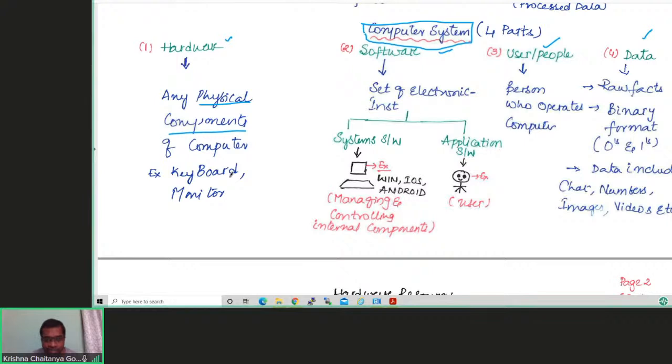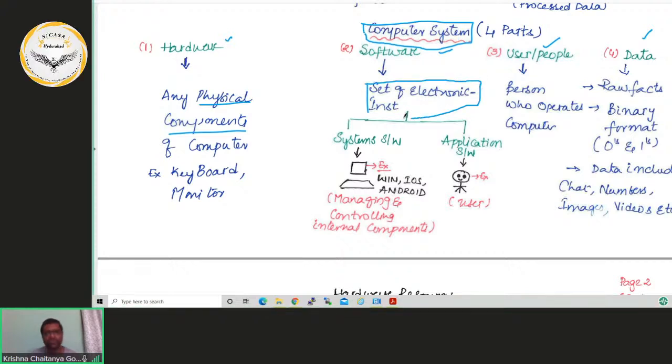Now the second one is software. So what exactly is software? Software consists of a set of electronic instructions. Why do we require software? You require software to make hardware run. Software is nothing but electronic instructions, and these instructions are required to make a particular hardware run.